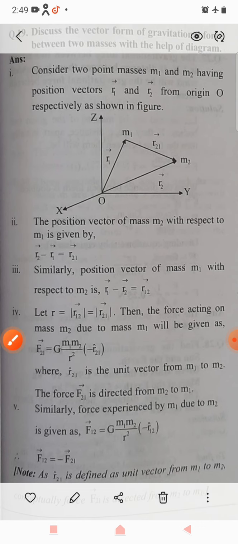Now we'll move to the next point of this topic, that is a very interesting question. This question says, why is the law of gravitation known as the universal law of gravitation?